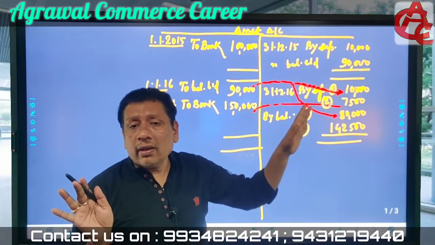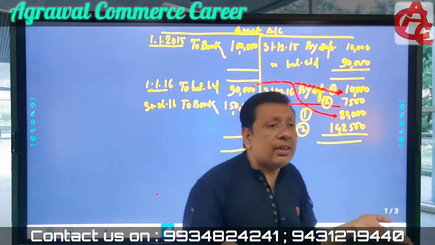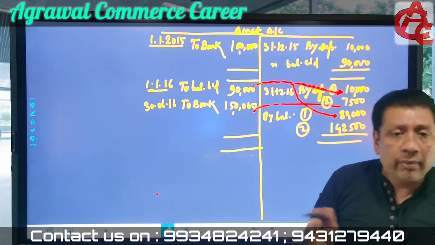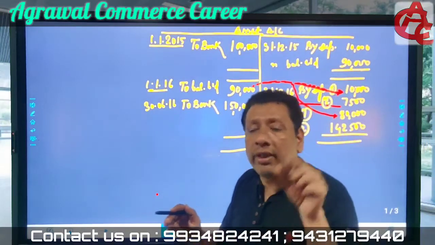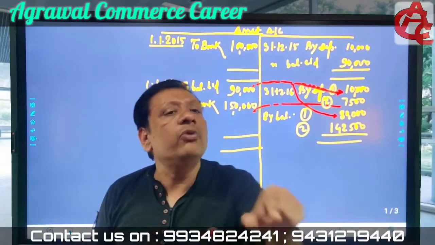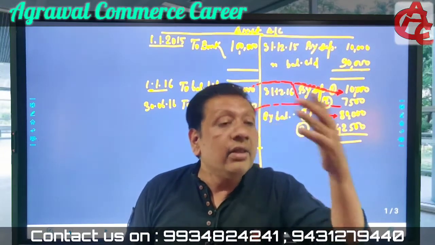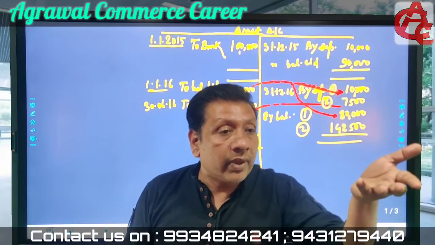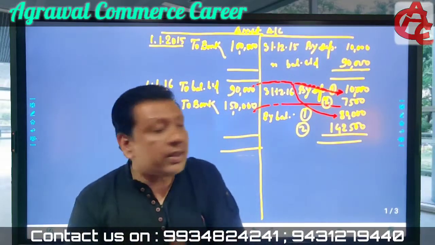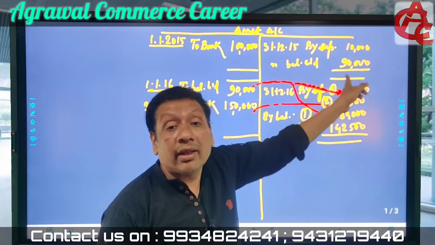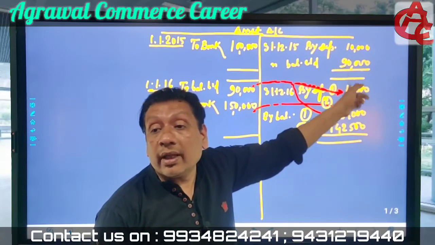Simple. I'm not going to pass entries for all these transactions or events. I'm doing directly. And you will have to do directly, because you will have to keep entries in your mind all the time. And it's very simple. Any depreciation is credited to asset account when provision for depreciation account is not kept.